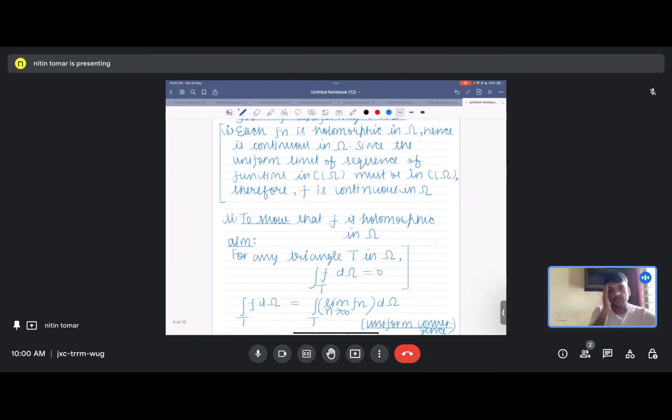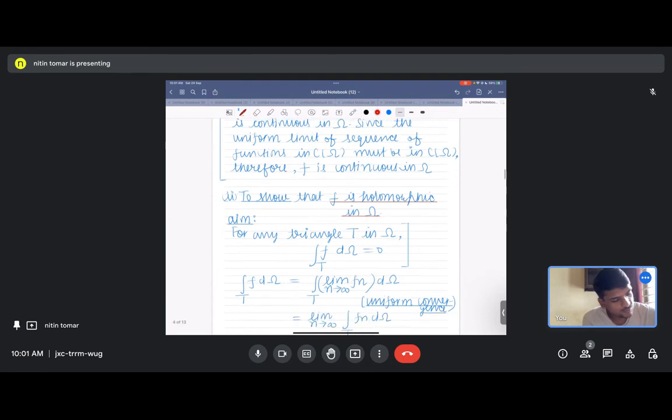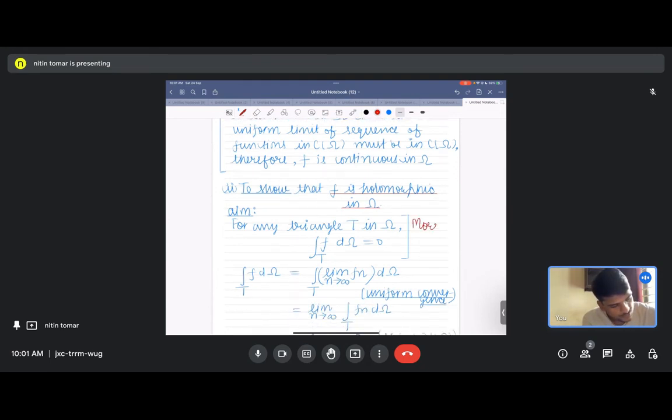Now we'll use Morera's theorem to prove the holomorphicity. So we have to show that f is holomorphic in omega. We will use Morera's theorem for that. So our aim is to prove that for any triangle T in omega, the integration of f over this triangle is 0. Okay. So how do we prove it?